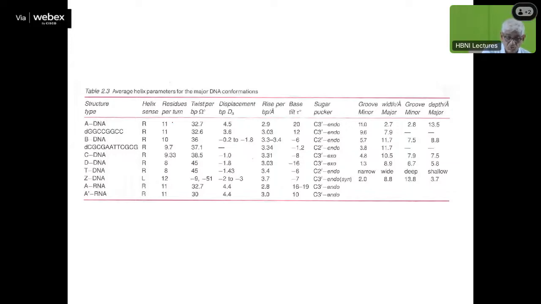And here it is telling you the number of residues per turn. See, the B DNA typically has 10 units per turn. A DNA has 11 units per turn, and this particular structure also had 11 units per turn. And the Dickerson structure had 9.7 units per turn. And C DNA is 9.3, D DNA is 8, and Z DNA has 12. A RNA has 11 units, A prime RNA has 11.